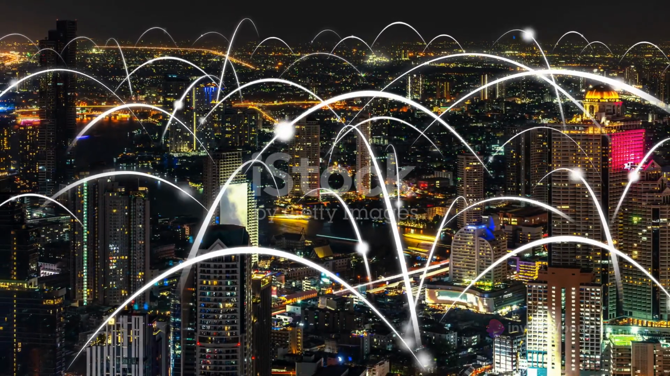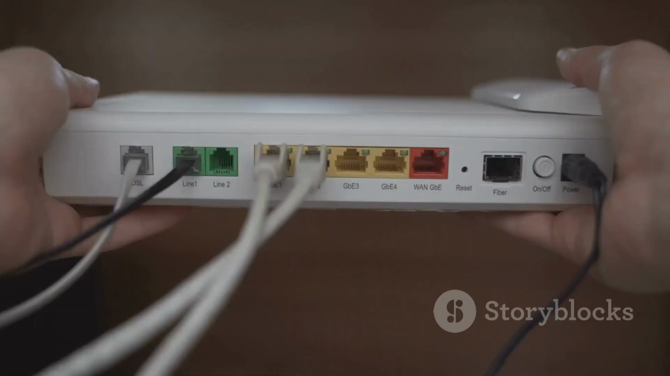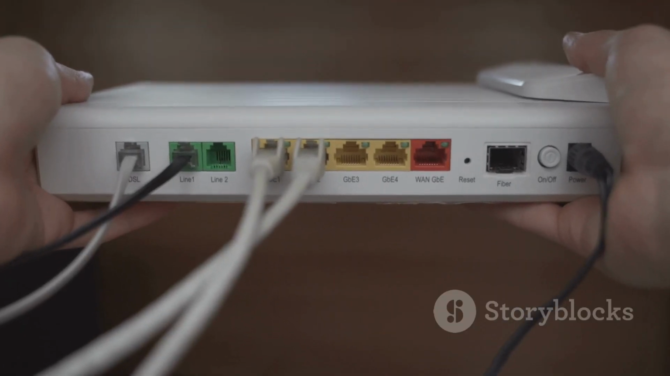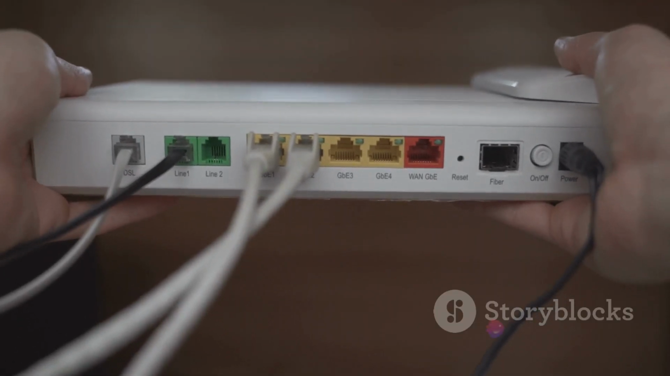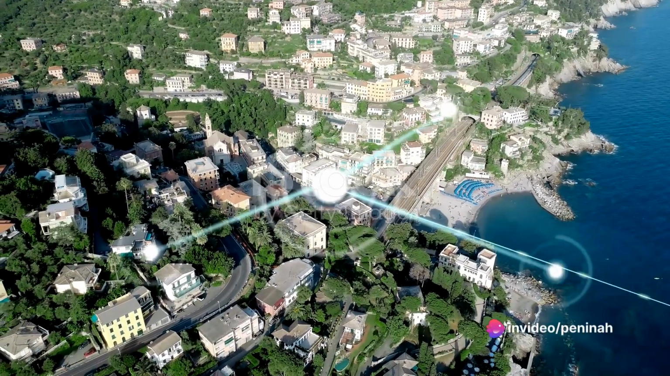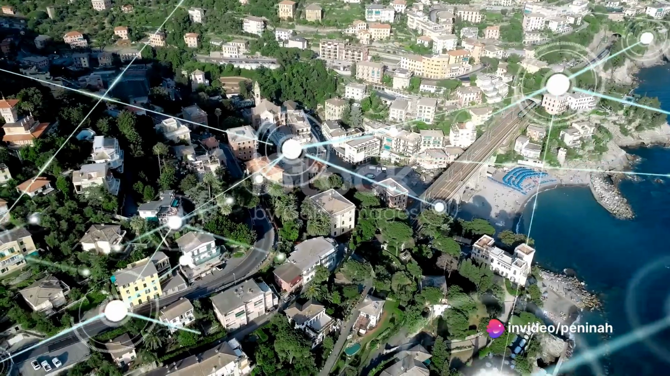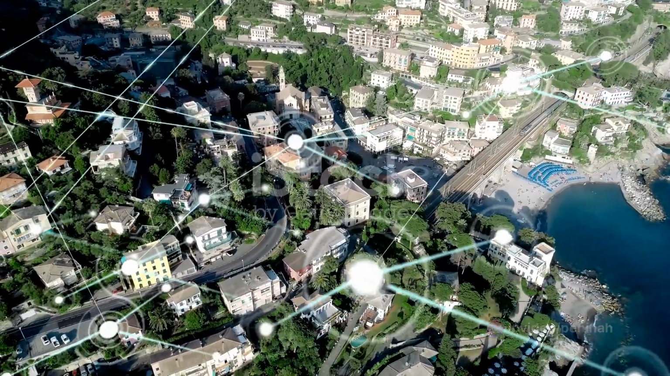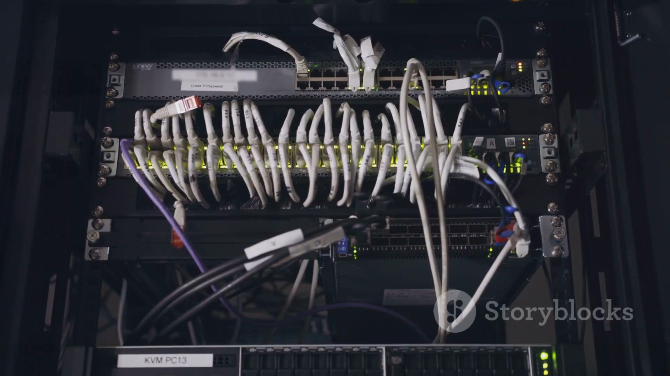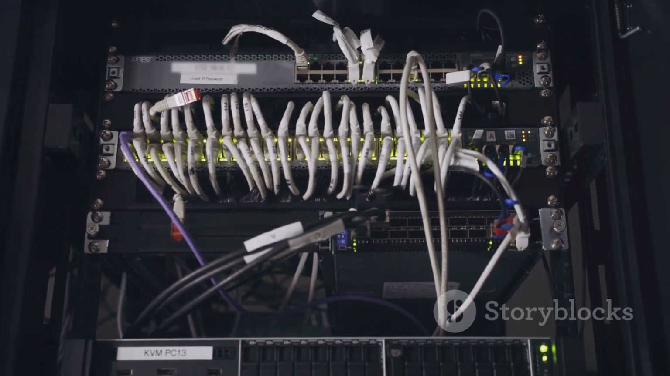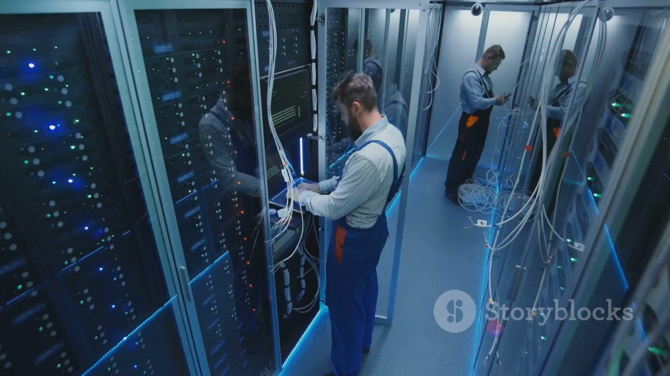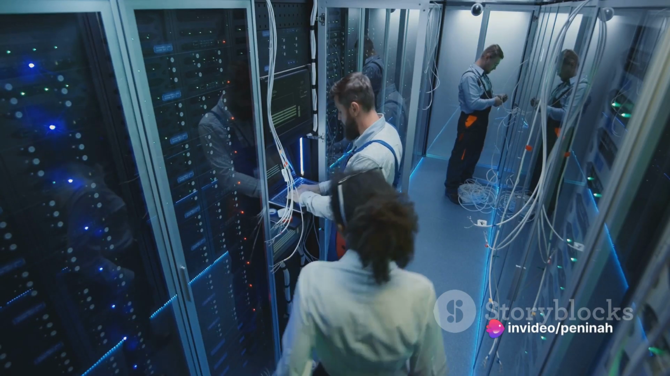First up is the LAN, or local area network. This is a small network typically located in a single building or home. It's like a neighborhood of computers, all chatting and sharing resources with each other. Then we have the WAN, or wide area network. This is the big league, a network that can span a city, a country, or even the entire globe. It's like an international conference call for computers.